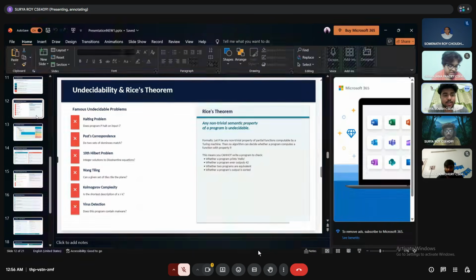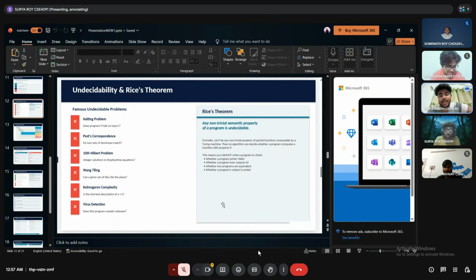Next topic, undecidability and Rice's theorem. There are famous undecidable problems, just like the halting problem. Does program P halt on input I? Post correspondence: do two sets of dominoes match? Hilbert's 10th problem: integer solutions to Diophantine equations. Wang tiling: can a given set of tiles tile the plane? Kolmogorov complexity: is the shortest description of x less than or equal to k? Virus detection: does the program contain malware?